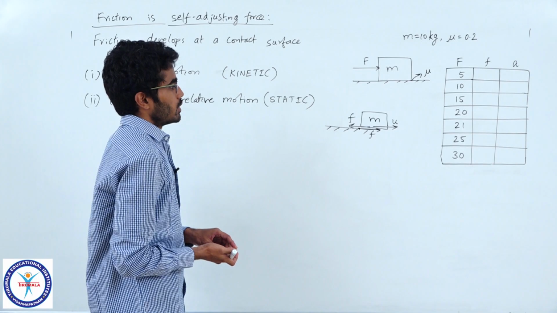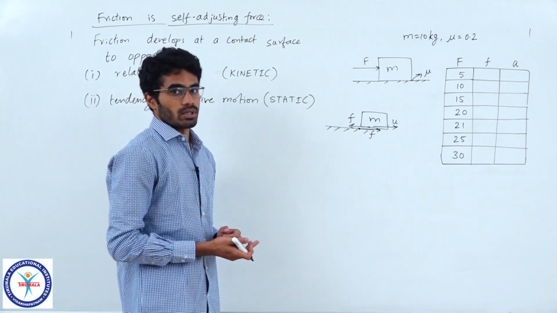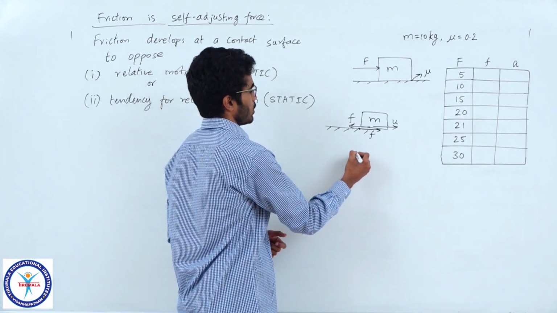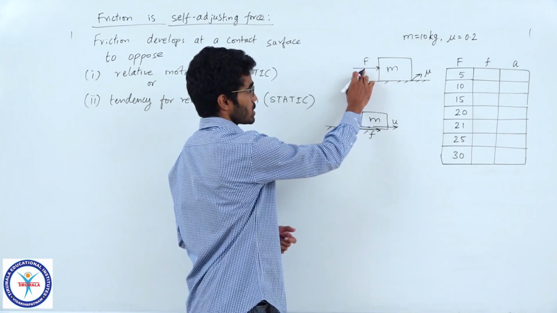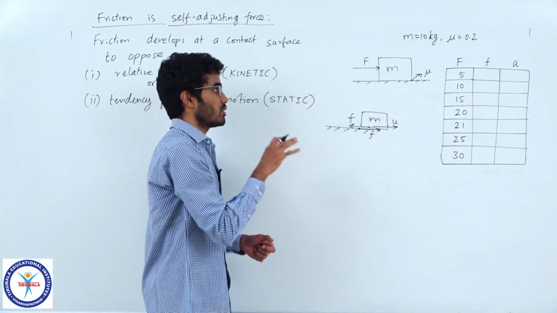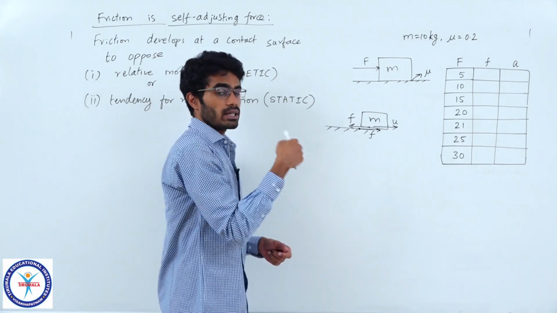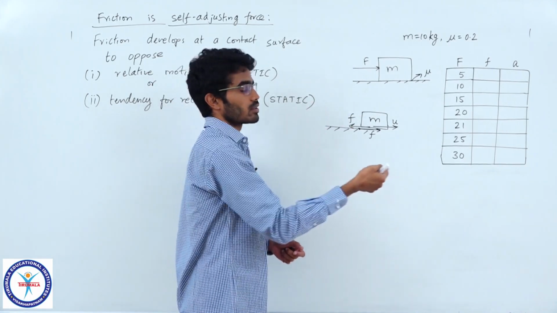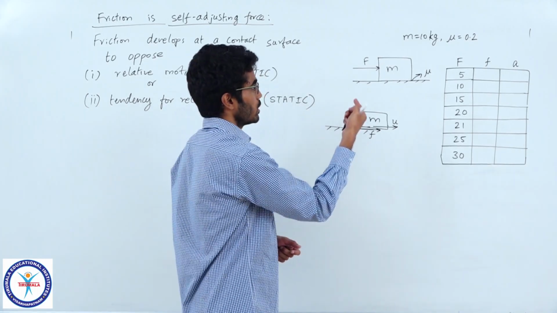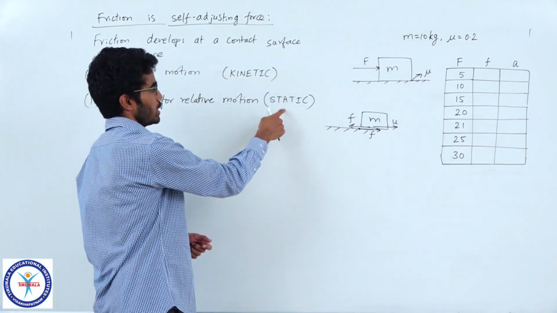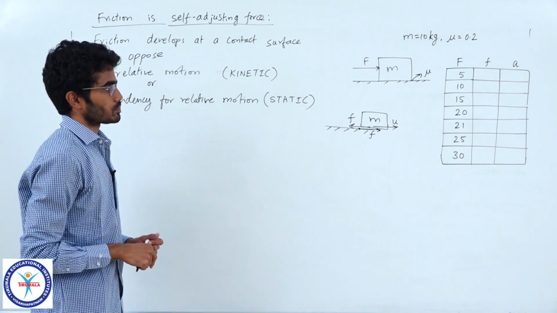Or even if there is no relative motion, even if there is tendency for relative motion, let us say the force is not strong enough, it is a very weak force. Even if you apply that force, the block has a tendency to move towards right. So, in such case also friction develops, and that will be static in nature.